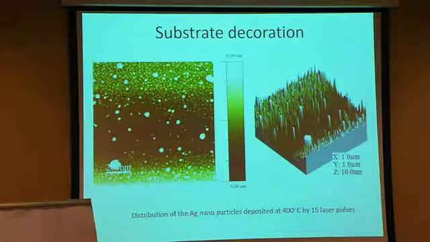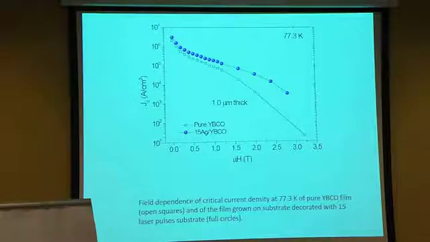Okay, so substrate decoration. This is the distribution of silver nanoparticles at 400 degrees Celsius, about 50 laser pulses. We have seen that using these conditions, we get the best results in terms of improving critical current in our case. And this is roughly how a 1 micrometer thick film is improved by using substrate decoration. Now, if you look in the literature, you will see a lot of nice large values of critical current densities for various films with artificial pinning centers.